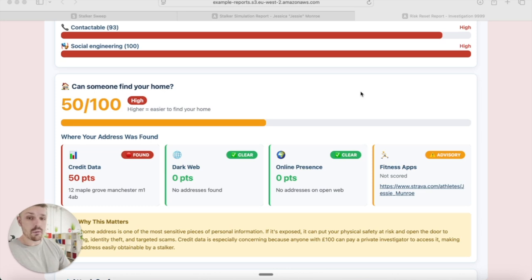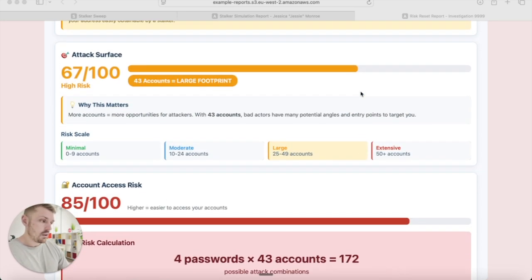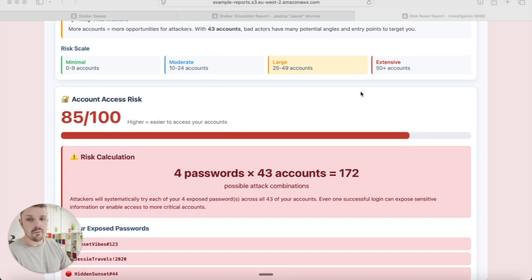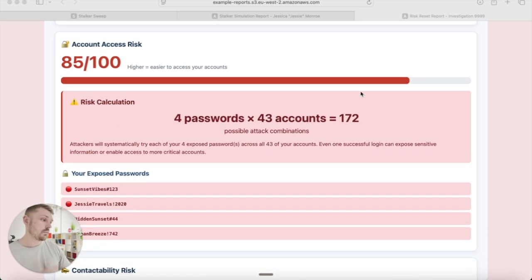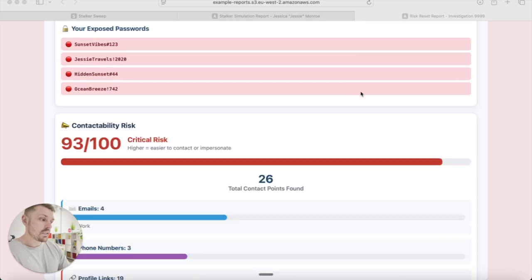First one, very simple, can someone find where you live? How big is your attack surface? So how many social media and online accounts do you have? Predominantly, again, looking at the ones that are on a distant server, forgotten about, but still have personal information. How accessible are those accounts by someone? So if we find 43 accounts and we find 4 different passwords, that means we have 172 attempts at accessing an account. So each one of them passwords, each one of them accounts. So how accessible are you?